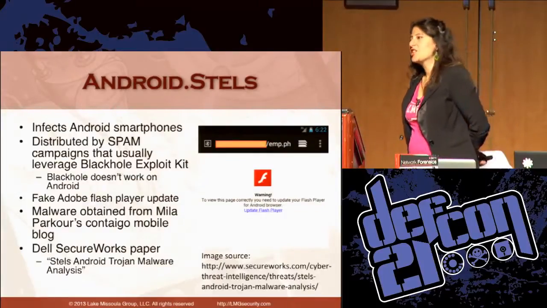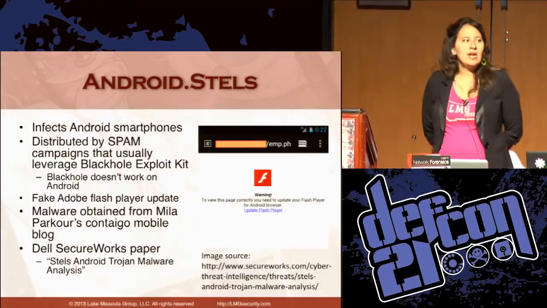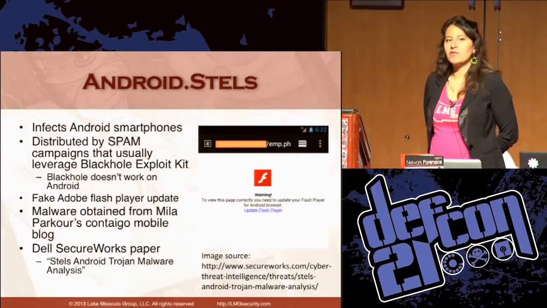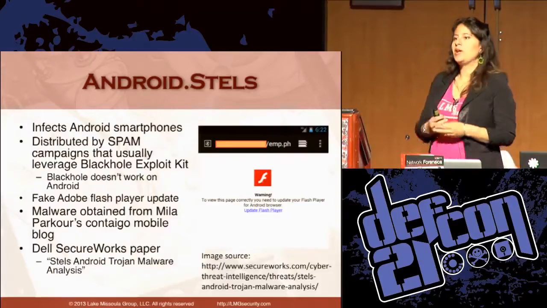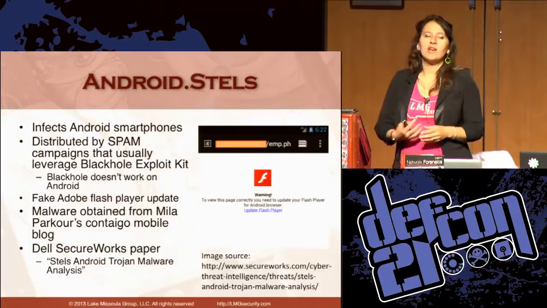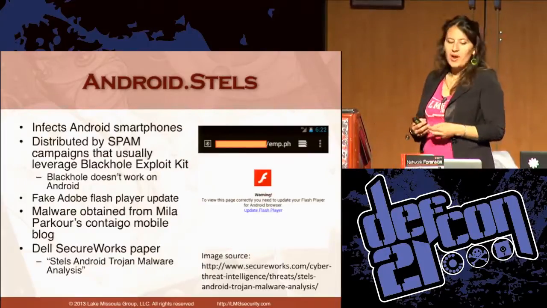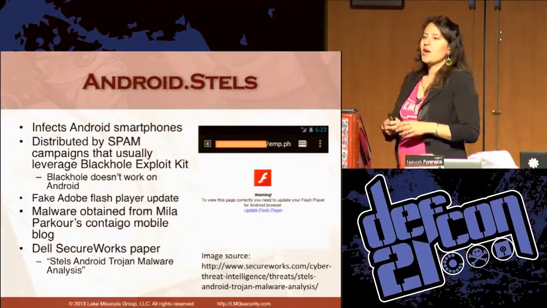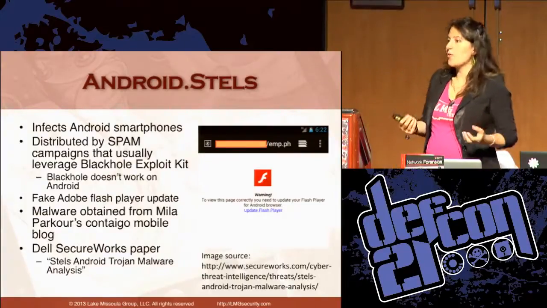So a little introduction to the Android Stealth malware, which is what we're going to focus on. It came to public attention in March of this year, so just a few months ago. And it's distributed by spam email, so people click on a link. The one that Dell SecureWorks wrote their research paper on was an IRS spam. It's distributed through the same channels as some other malware.